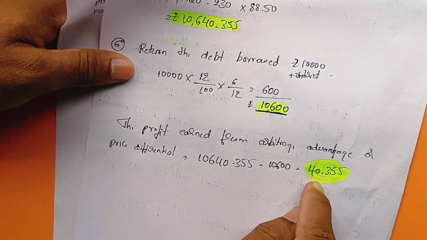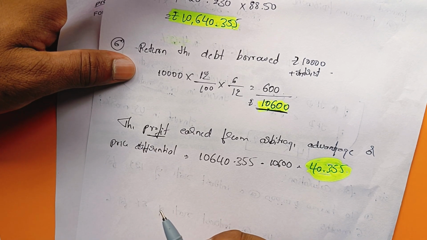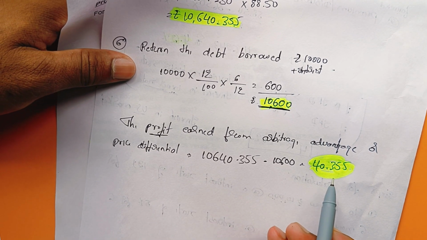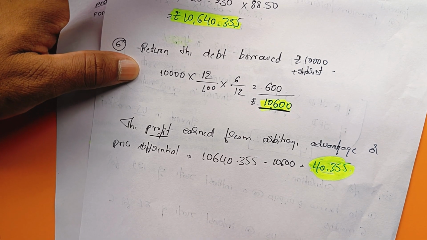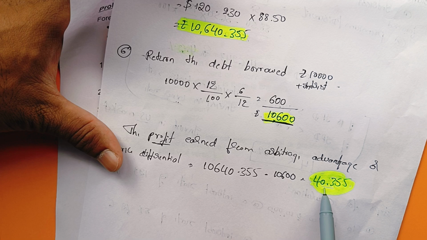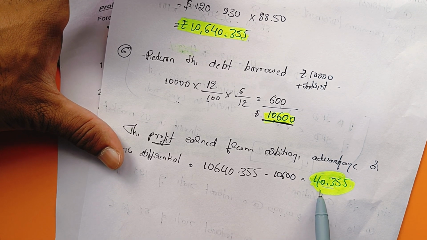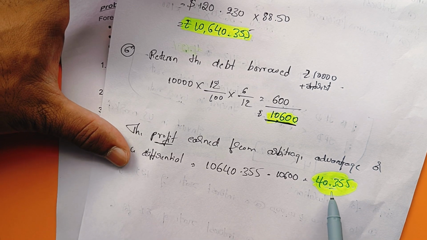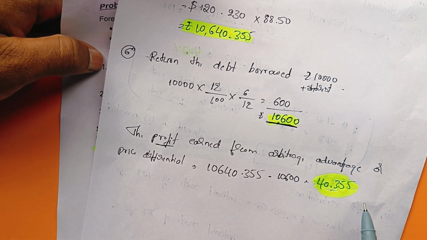This is the final amount. This is the profit we made. This is nothing but profit earned, that is 40.355. And when we are dealing with the foreign exchange market, we are dealing in crores of rupees. For 10,000 we got 40 rupees profit. If you're doing crores of business, with crores of transactions, then this amount may get bigger. So this is the entire transaction.